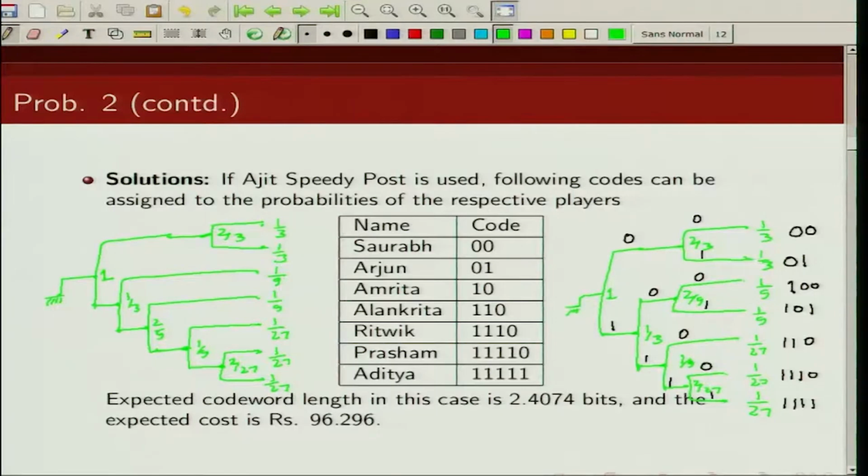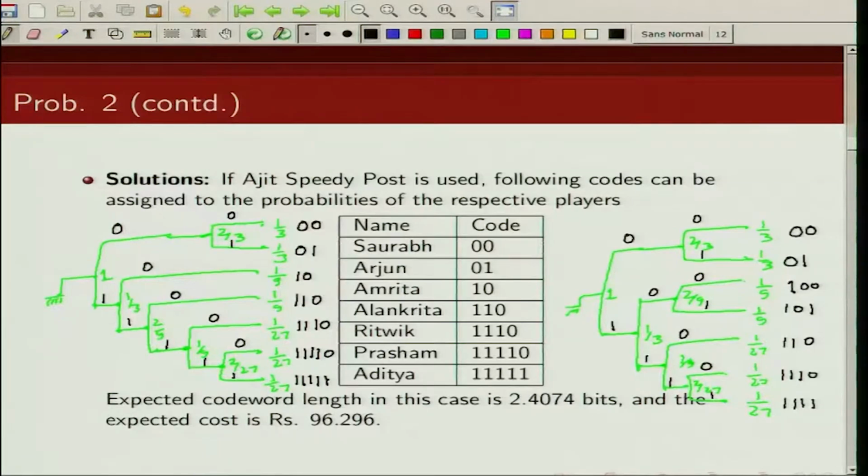Now if I assign bits, zeros and ones, 0, 1, 0, 1, 0, 1, 0, 1, 0, 1. So this will have code word 0 0, this will have 0 1, this will have 1 0, this will have 1 1 0, this will have 1 1 1 0, this will be 1 1 1 1 0, and this will be 1 1 1 1 1.